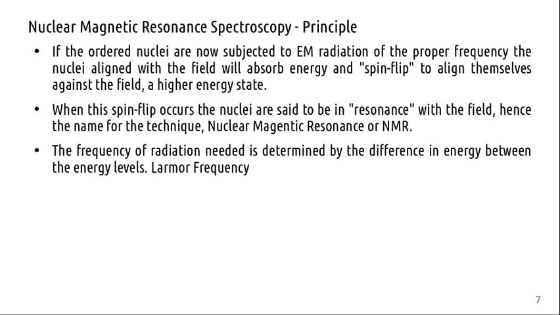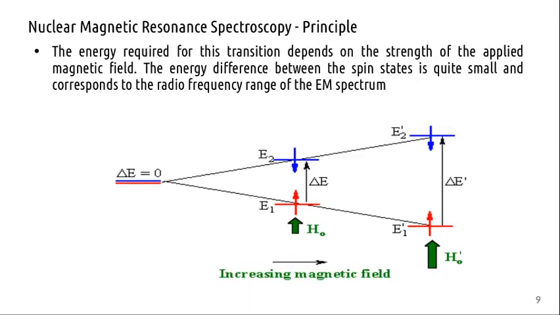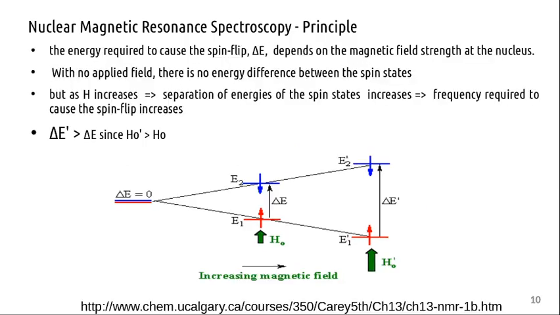This frequency is determined by the Larmor equation. You might remember this. So the Larmor frequency is there. This explains how the flip is occurring, and the higher the magnetic field that is applied, the more energy is required for the transition from the lower spin aligned state to the spin opposed state. That is shown in slide 9.